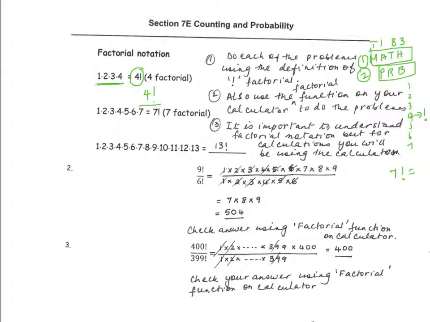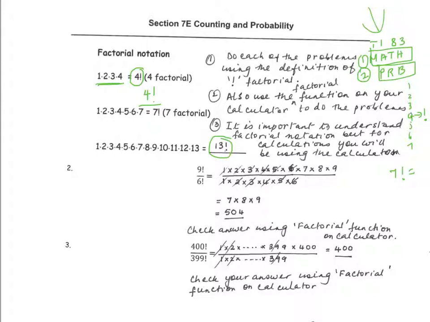Now, when it comes to some large factorials like 13 factorial, which is doable, but still it's kind of tedious to enter all these numbers into your calculator. You go 1 times 2 times 3 times 4 and so on. Instead, we can just enter 13 and then the factorial the way I described it on the right here.